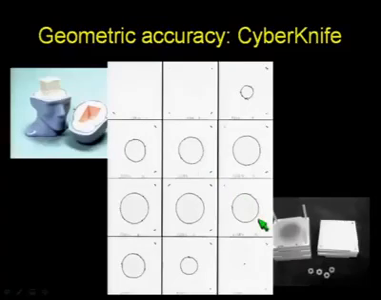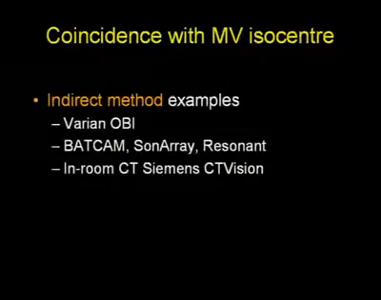It's a bit of a shame that it doesn't project very well, because on my original slides you could see the blue spots quite nicely coincident with the planned circles. So moving on from the direct calibration procedure, I will now discourse about the indirect method, which is used notably by the Varian OBI system, the BATCAM, and most of the ultrasound devices, as well as in-room CT.